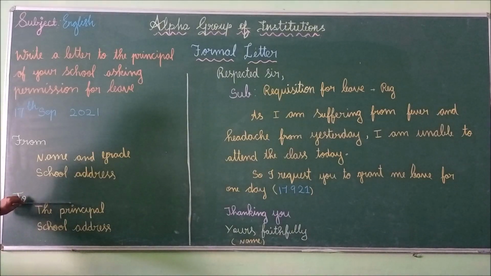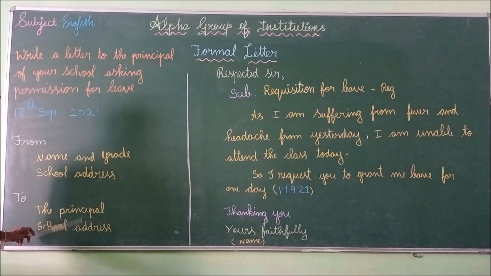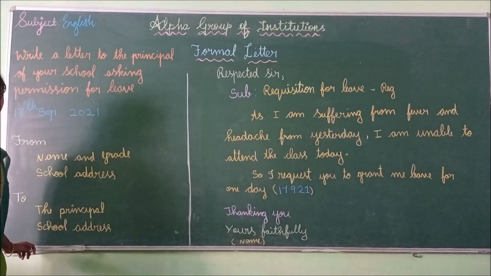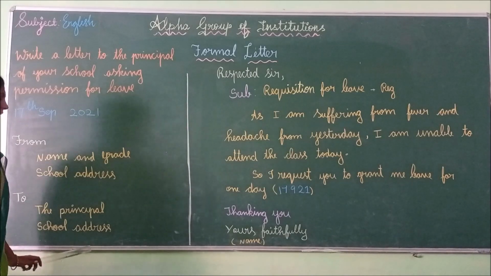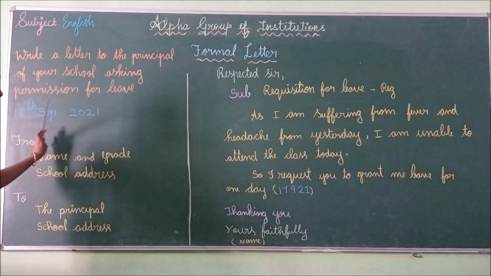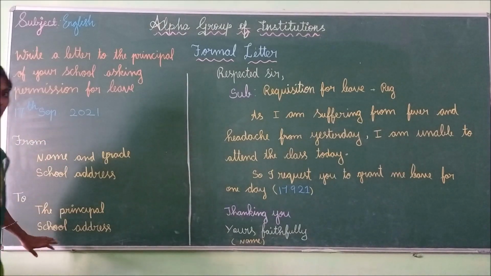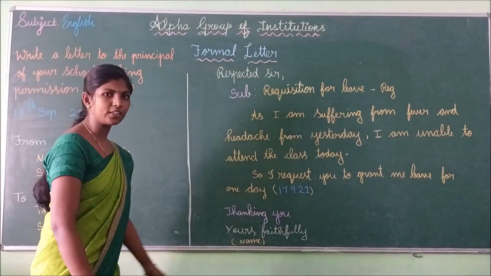To whom are we going to send the letter? Now we are going to send it to the principal. So now I am writing the principal of my school, the same Alpha Matriculation School or Alpha International CBSE. So now we have completed the date, from and to. Now we are going to write the content of the letter.